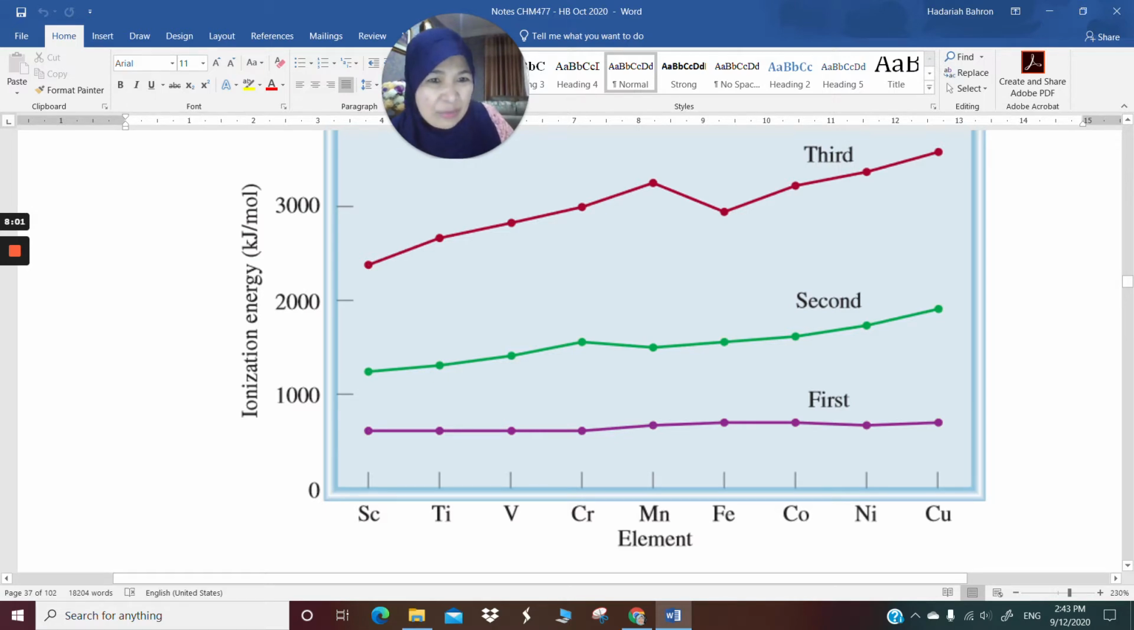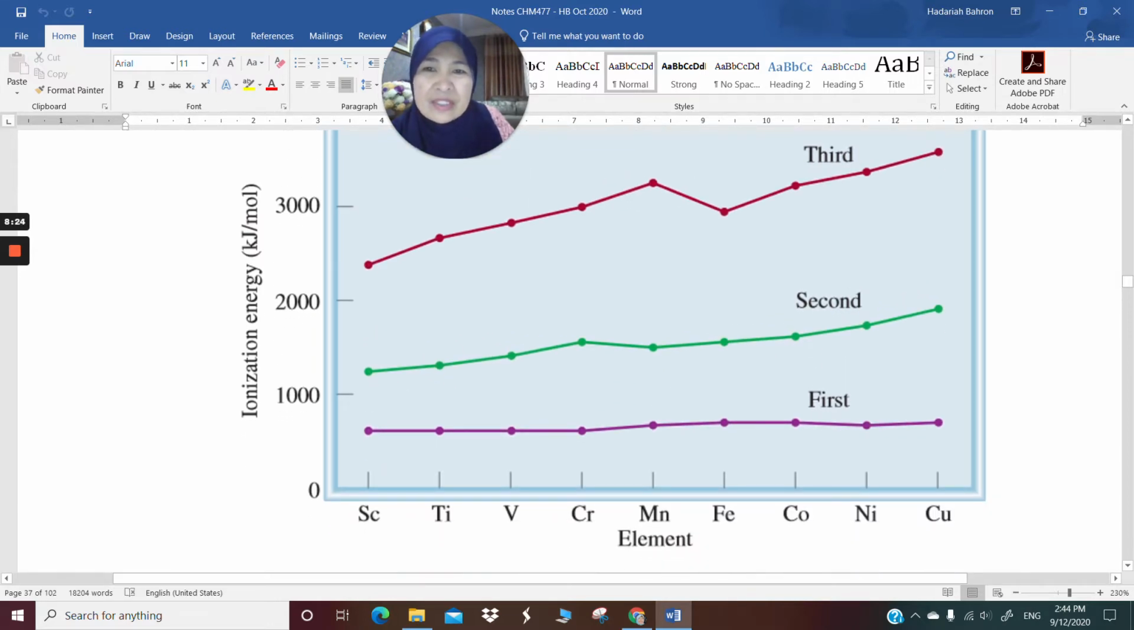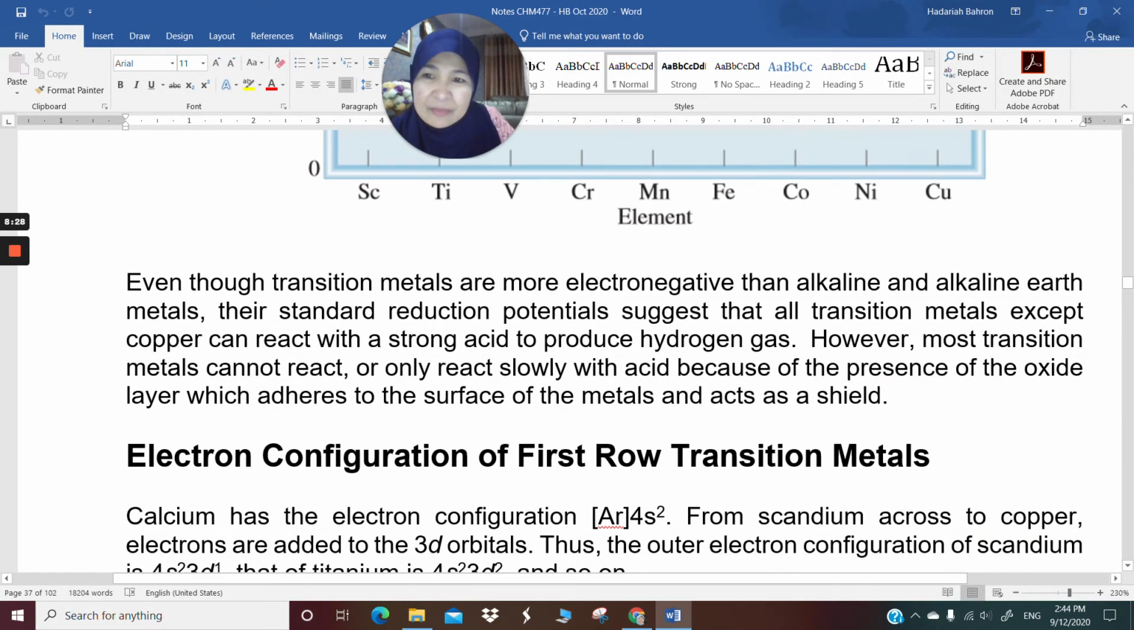Second ionization energy, that means the energy needed to remove the second electron. There is a slight change, comparatively more noticeable than the first ionization energy, but removing the third one also gives us quite a distinct change of energy needed to remove the third electron. So those are the plots for the energy needed to remove electrons, first, second, and third.